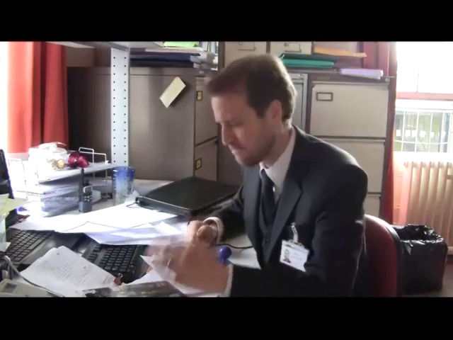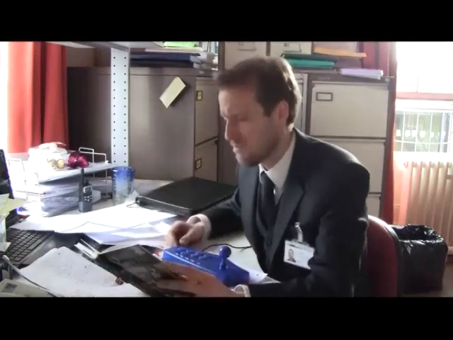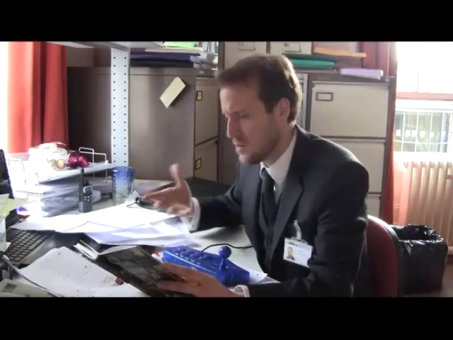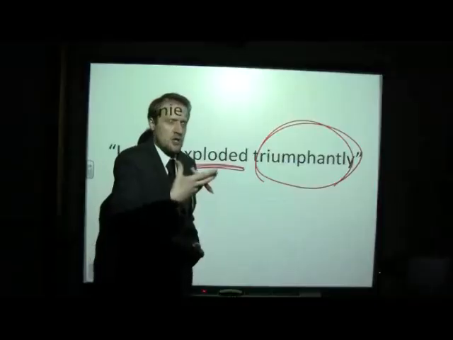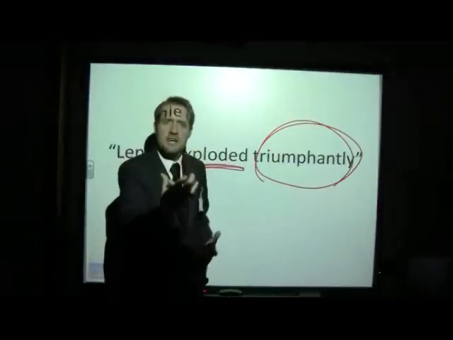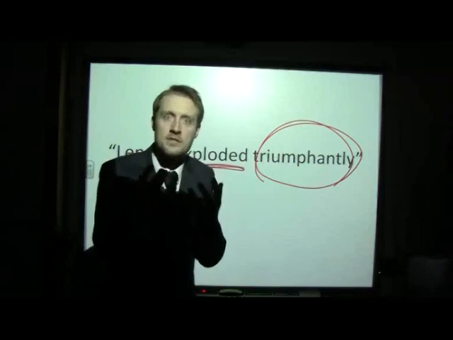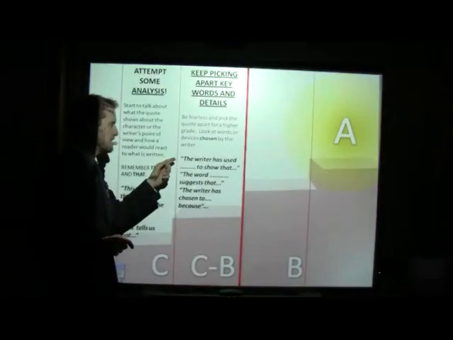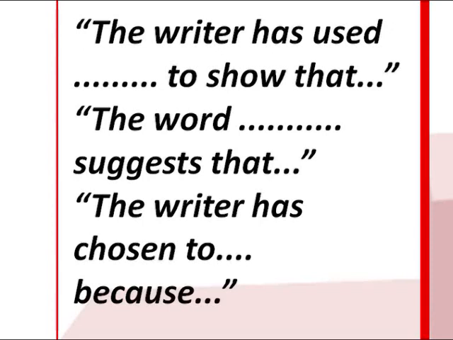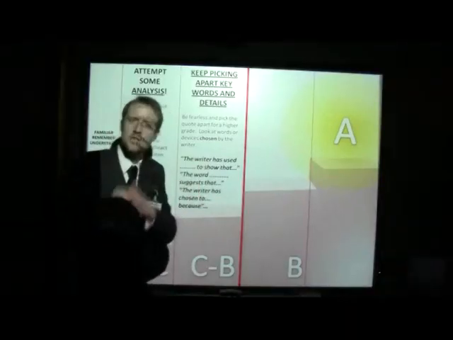It makes you think. Sometimes a writer uses a series of words or a kind of technique to make you think. He didn't literally explode, but he's saying he's so excited, he exploded with excitement. It's a metaphor. He's saying he was so happy, he couldn't contain his excitement. It's like a kind of special move. Hadouken! John Steinbeck is using devices to make the reader feel Lennie's happiness. You want to use sentences like, the writer has used to show that, or the word suggests that, or the writer has chosen to because, and you go on and explain in more detail.